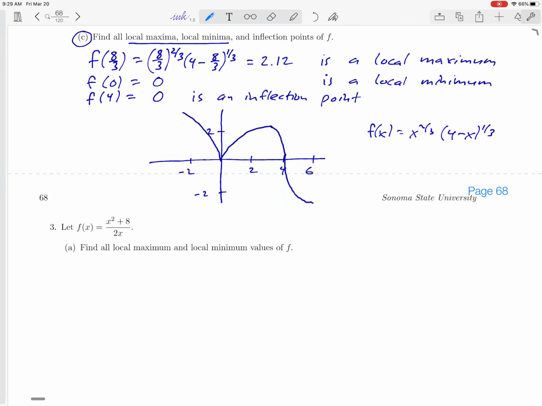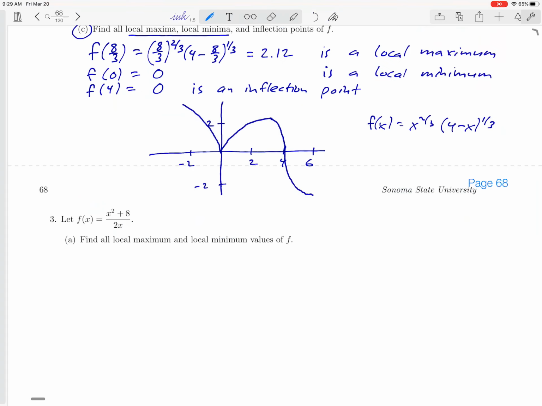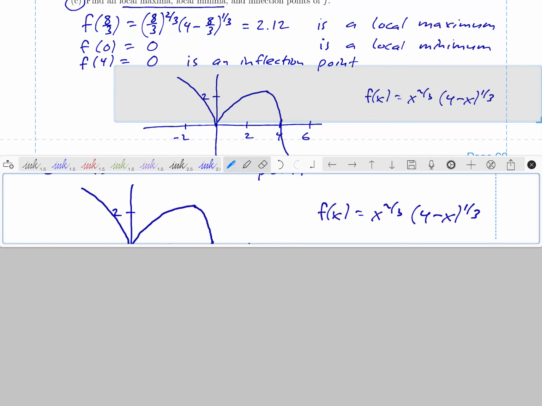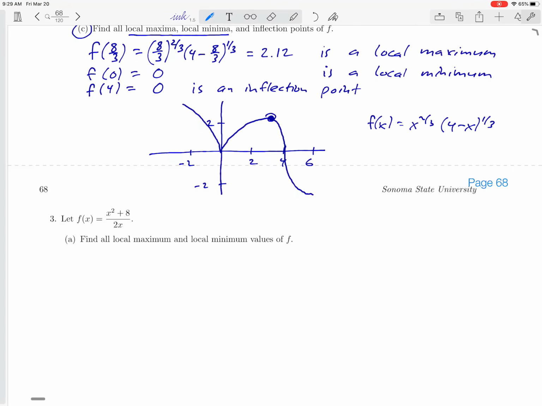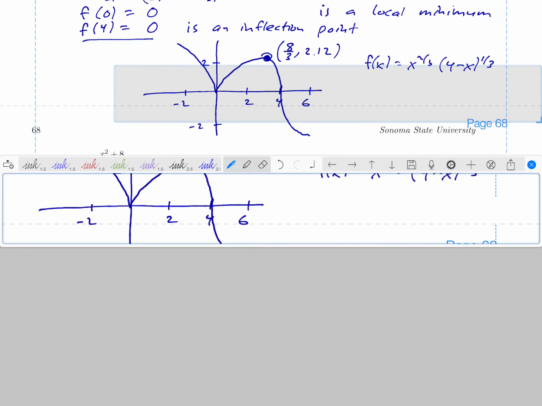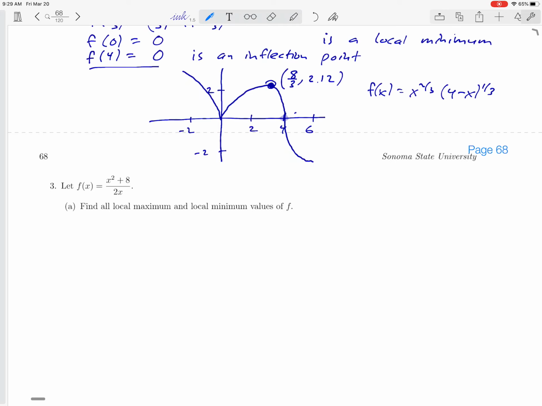And the thing I'd point out is that you can see some of the features of our calculations in this graph. For example, we've got a local maximum here. And if we've done our calculations right, that point should be 8/3 and 2.12, our local maximum. You can look at the picture and see if that seems believable. And then we also said that we have an inflection point at 4,0 right there. You can kind of see that on our graph as well.